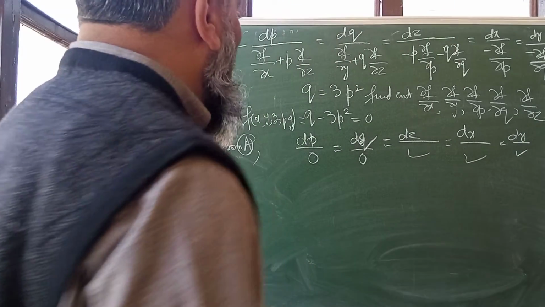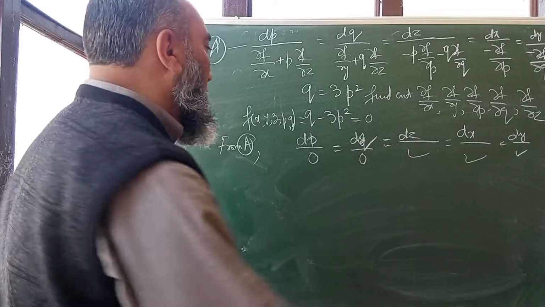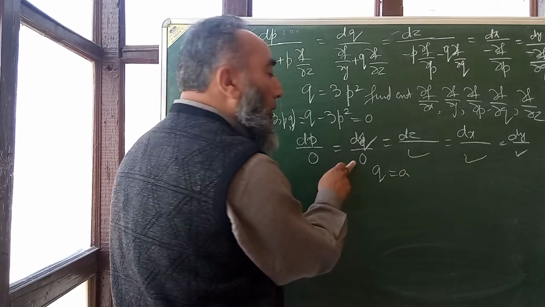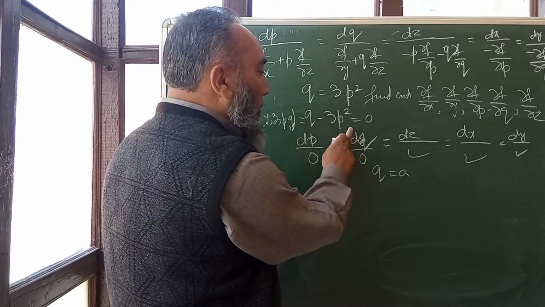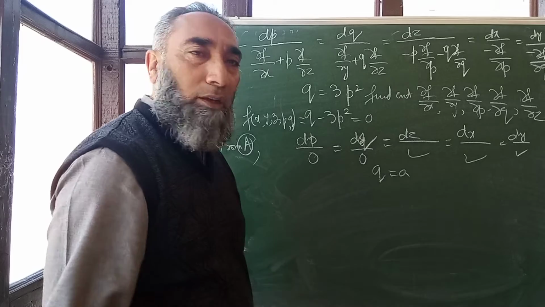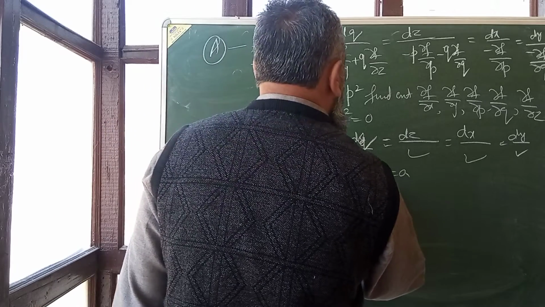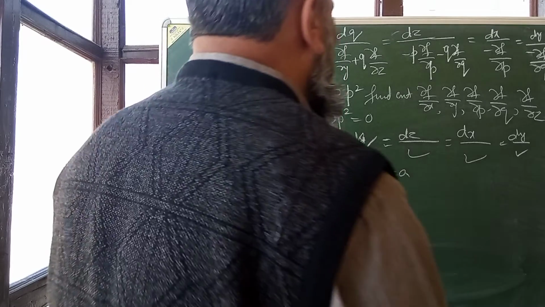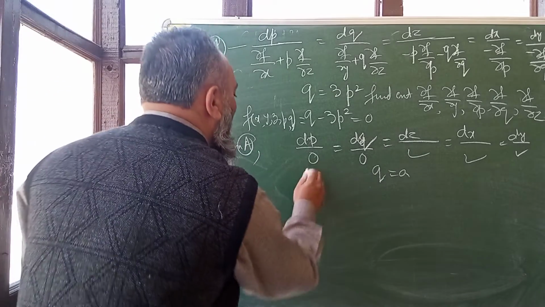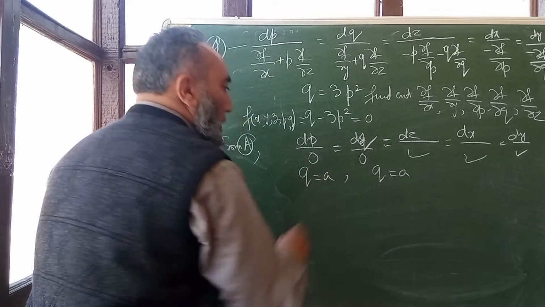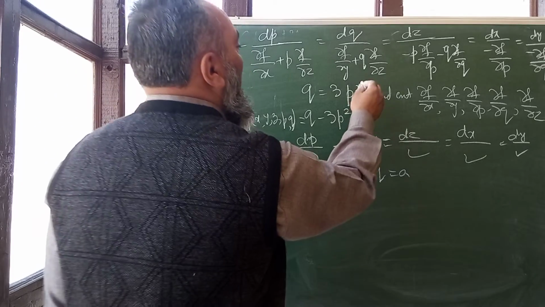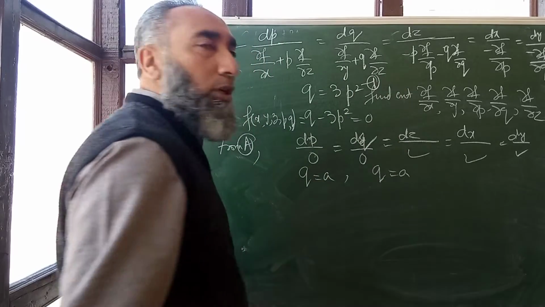I don't need all these things because from this or this I can have q equal to a. When denominator is 0, so is the numerator. So dq equals 0 means q equal to a. Or from this I can have p equal to a. So you have your choice, whether you take p equal to a or q equal to a. This is the solution, q equal to a. You have q equal to a, what is then p? This is 1. This is the question, q equal to 3p square.